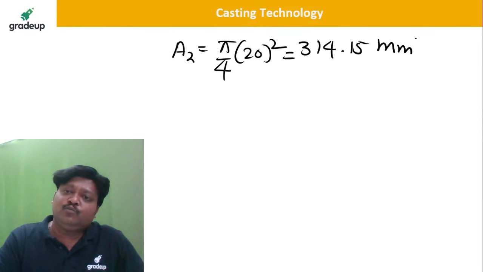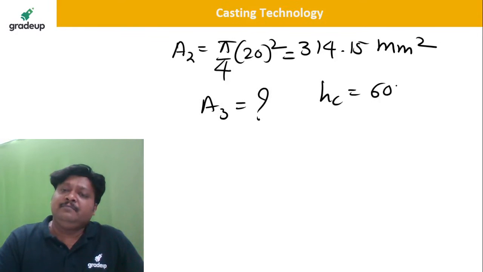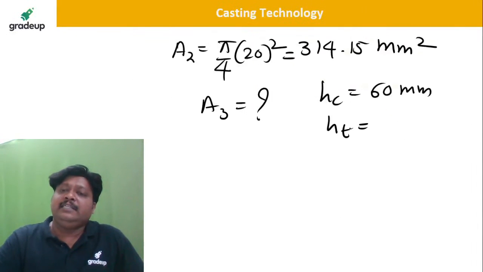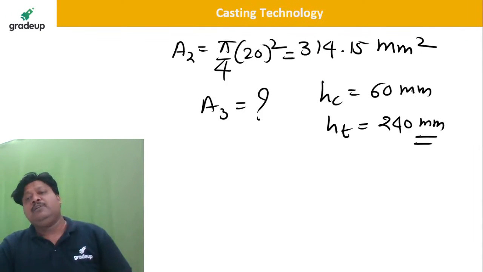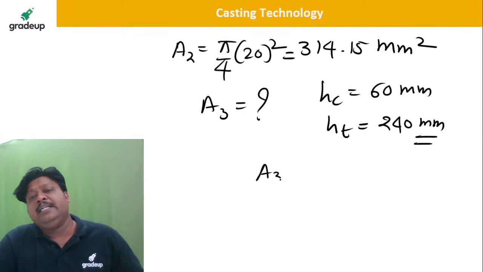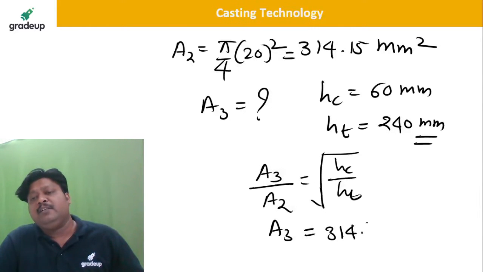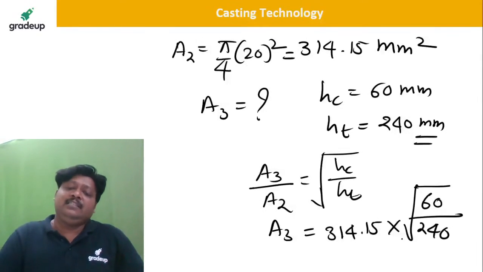It is 314.15 mm square. A3 is unknown. HC is how much? 60 mm. Then what is HT? This 180 plus 60. Whether it is 240 mm, please check it out. Okay. And now very nicely apply the area ratio. A3 by A2 is equal to root over HC by HT. So how much is A3, unknown, equal to A2, that is 314.15 into root over HC, which is 60 divided by 240. Tell me the answer.